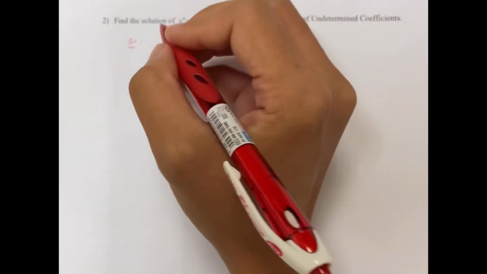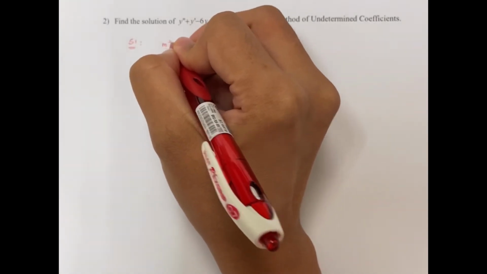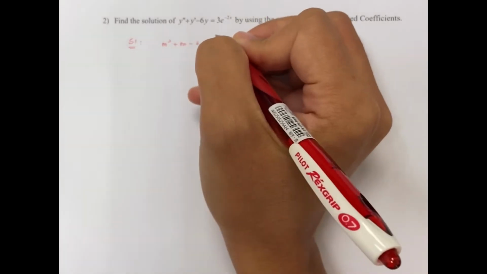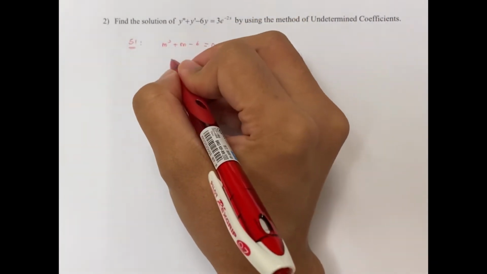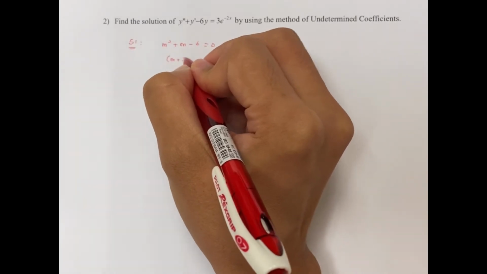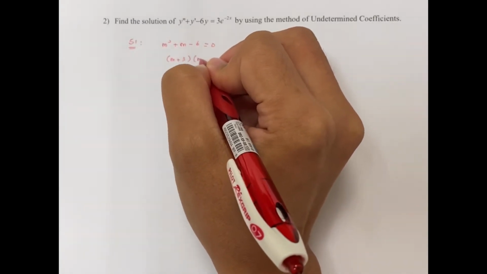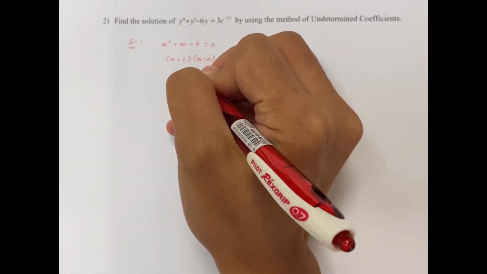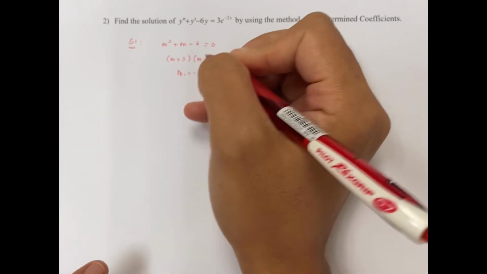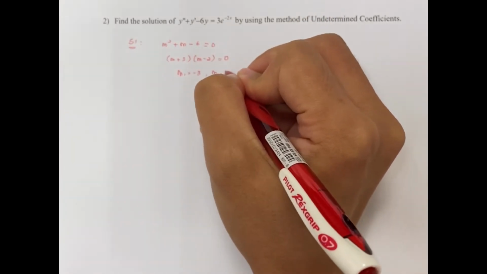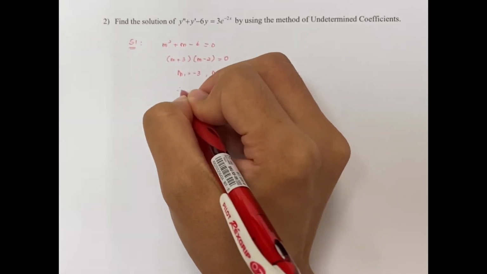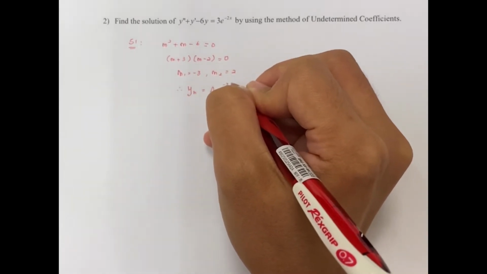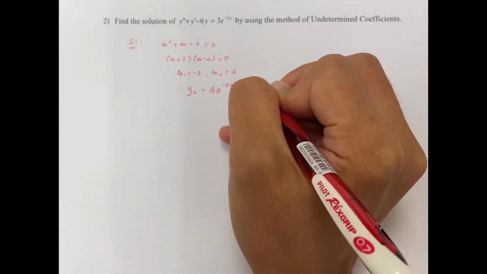To find yh, you need to know your characteristic equation: m squared plus m minus 6 equal to 0. Then you have (m plus 3)(m minus 2) equal to 0. So m1 is equal to negative 3 and m2 is equal to 2. So yh is equal to A e to the negative 3x plus B e to the 2x.